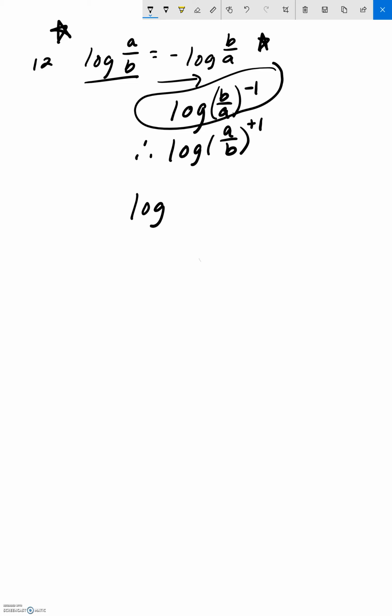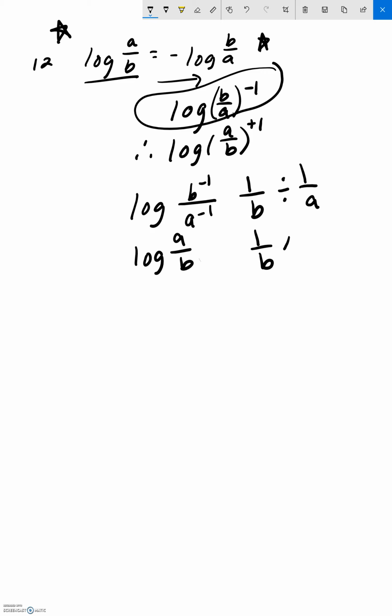If you want the nitty-gritty on how this happened, what that looks like is just that you have the log of b to the negative 1 over a to the negative 1. And then if you want to make it a to the positive 1, you put it on the numerator. And if you want to make b to the positive 1, you put it on the denominator. And that's what switches them around. Or if you want even more detail, b to the negative 1 is 1 over b. So this would be divided by 1 over a. Keep, change, flip is equal to a over b.